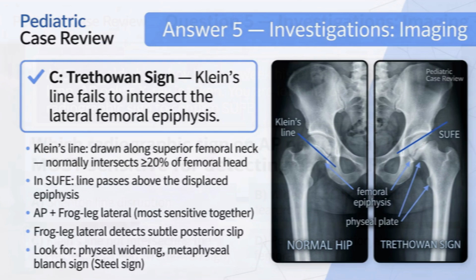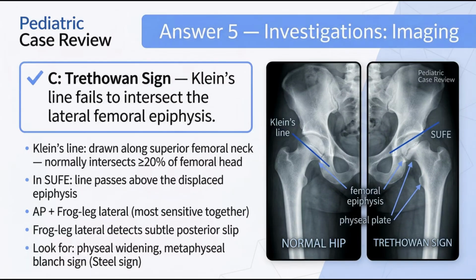The correct answer is option C, the Trethowan sign, also known as Klein's line sign. Klein's line is drawn along the superior border of the femoral neck on the anteroposterior view. Normally, this line intersects at least 20% of the lateral femoral head. In slipped upper femoral epiphysis, the femoral head is displaced inferiorly and posteriorly, so Klein's line passes entirely above the epiphysis without intersecting it. The combination of anteroposterior and frog leg lateral X-rays provides the highest sensitivity together.